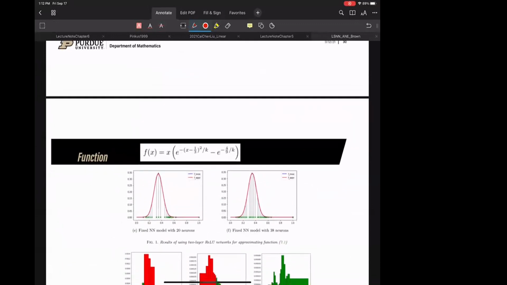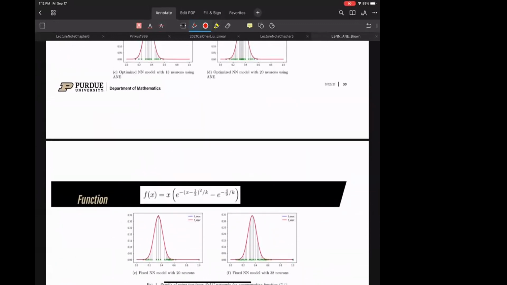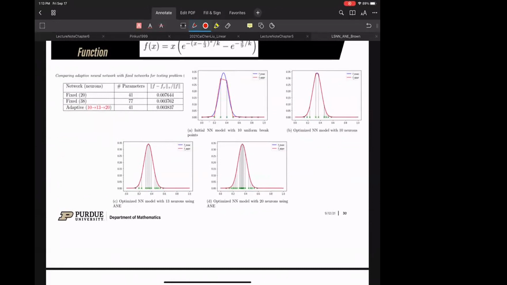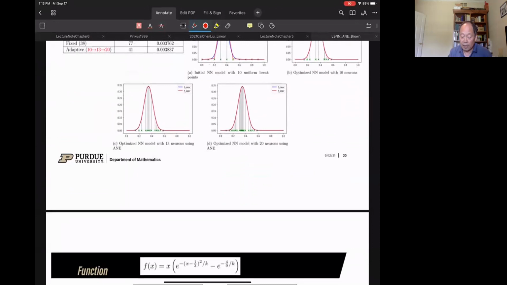Is that on all layers, or on which layers do you do that? This is only 2 layers. Oh, we have 2 layers only. Yeah. Okay. This is 2 layers. Sure. Yeah, and then this is a 20.